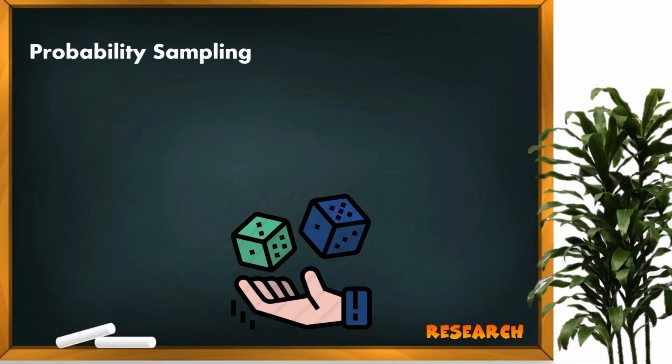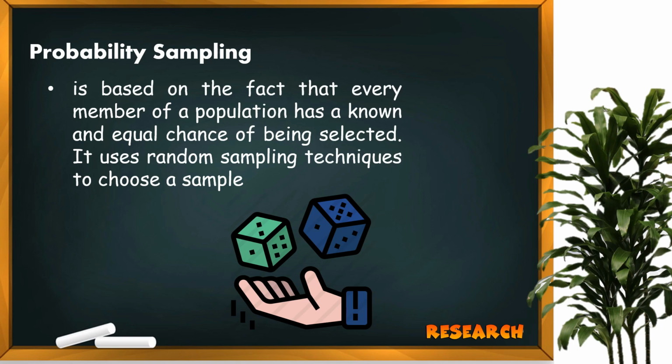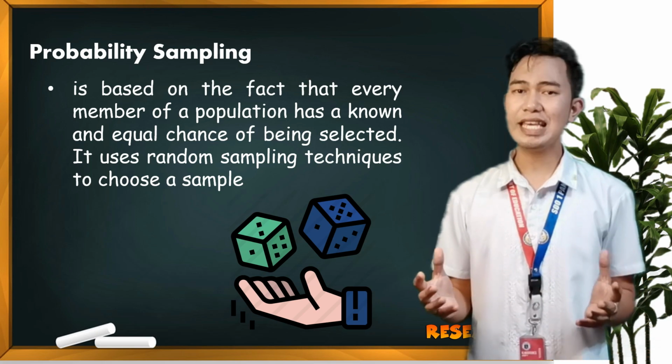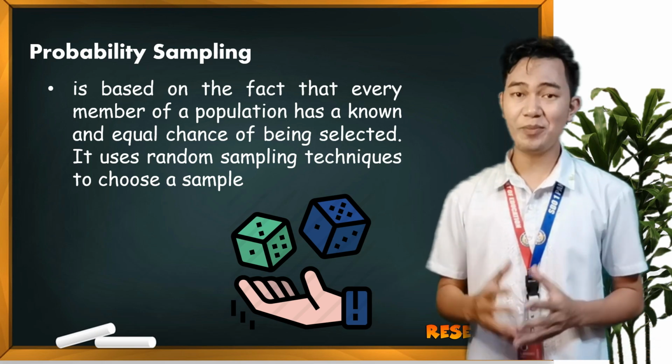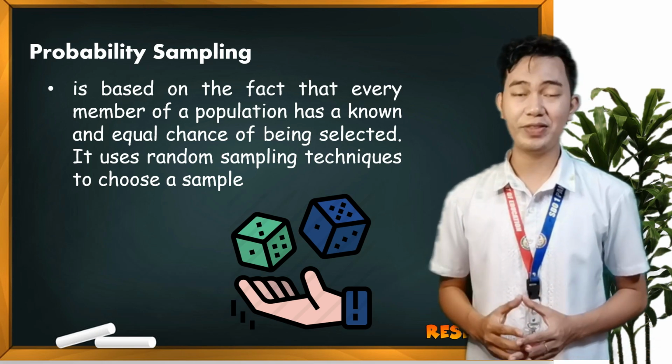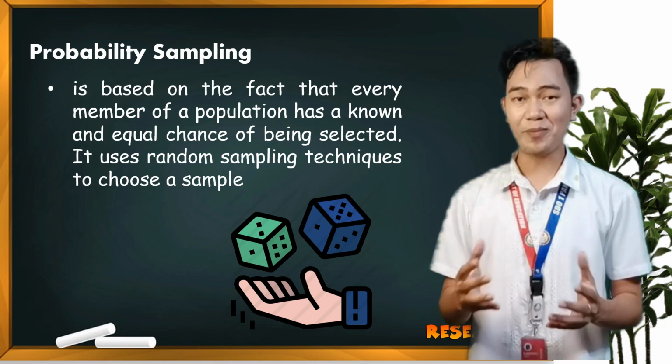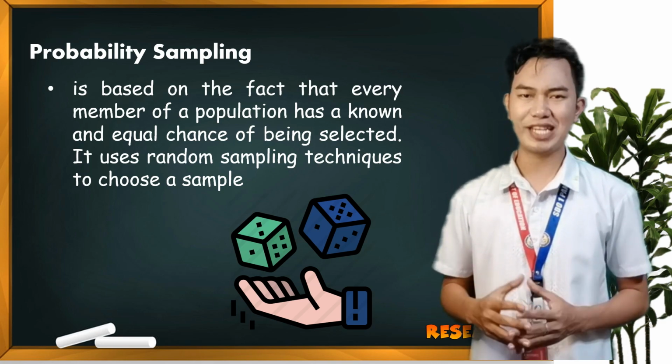Probability sampling is based on the fact that every member of a population has a known and equal chance of being selected. It uses random sampling technique to choose a sample. Ibig sabihin, sa paggamit nito, lahat ay may opportunity na maging part of this study, na kung saan ang pagpili ay through random chance.